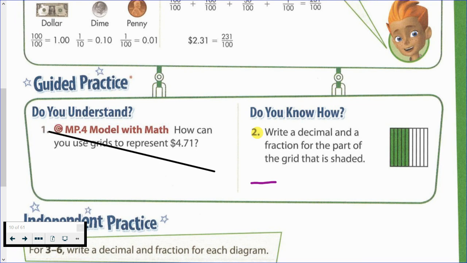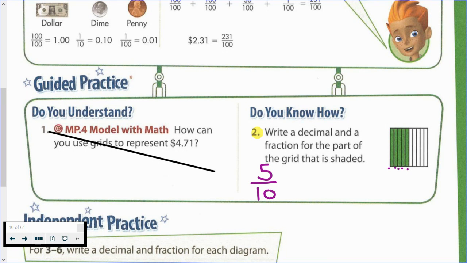The total number of parts is 10, so 10 is written in our denominator. Of those 10, count how many parts have been shaded. So we count 1, 2, 3, 4, 5. So 5 goes in our numerator. So 5/10 of the diagram have been shaded.